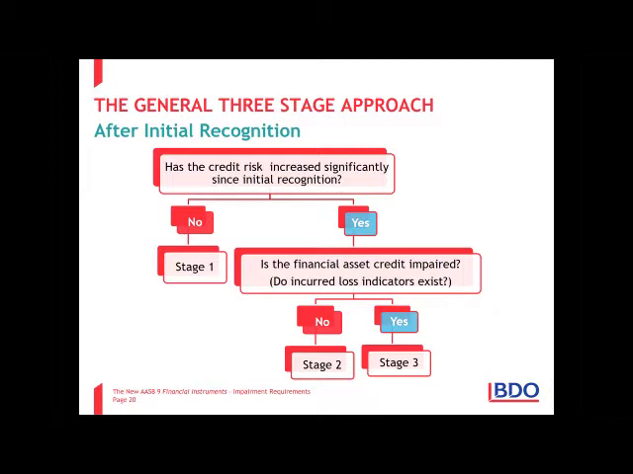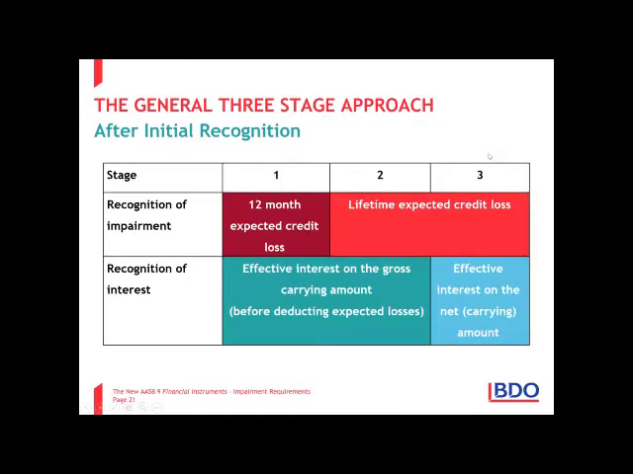If you say yes, next question is, is the financial asset credit impaired? So it's deteriorated or increased so badly that it's actually credit impaired. If you say no, then we're in stage 2. So it's significantly increased, but it's not credit impaired, stage 2. If you say yes, then we're in stage 3. So a little bit of a decision tree of what you could apply at every reporting date.